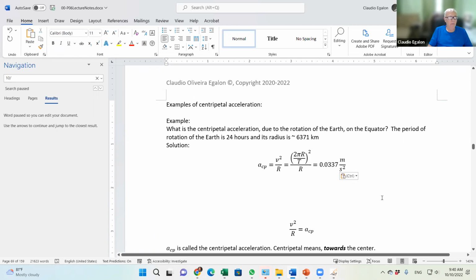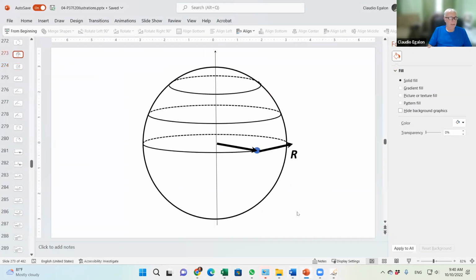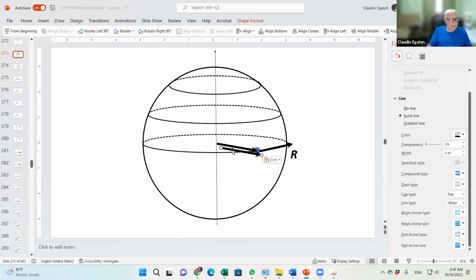.337 meters per second square. This centripetal acceleration is going to be different for different latitudes because we have different radius for this circular motion, right? Going back here, take a look at this one. See that? This guy at the equator has a different radius for the circular motion. Now, this other guy at higher latitudes is going to have a different radius as well.